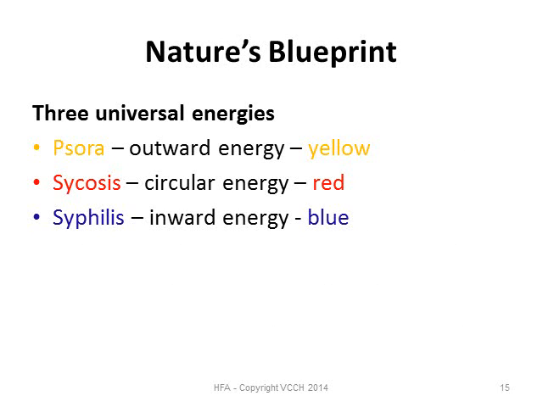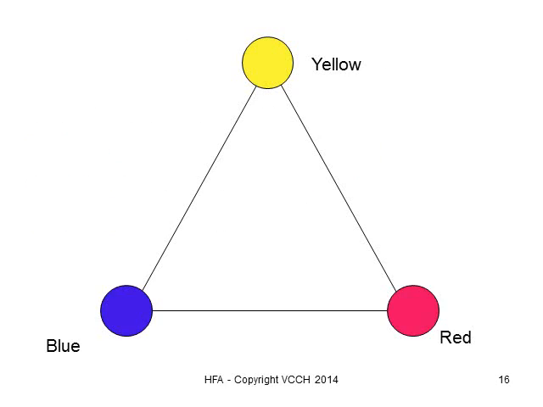If we look at nature's blueprint, we remind ourselves again of the three universal energies. In historical homeopathic terms, these three energies were called psora, psychosis, and syphilis. Psora is represented by outward energy or yellow energy, psychosis by circular energy or red energy, and syphilis by inward energy or blue energy. Energy is such a difficult concept for our material minds to grasp. Let's imagine that the 3 points of energy are represented on a triangle, with each point having the 3 colours yellow, red and blue showing.